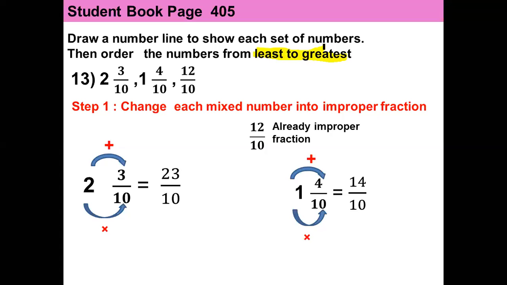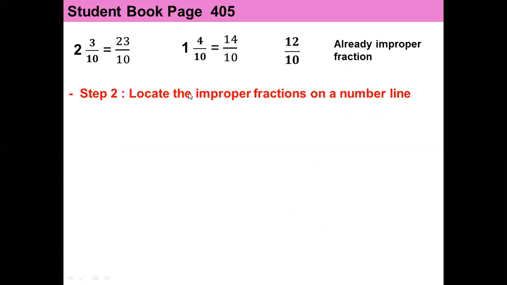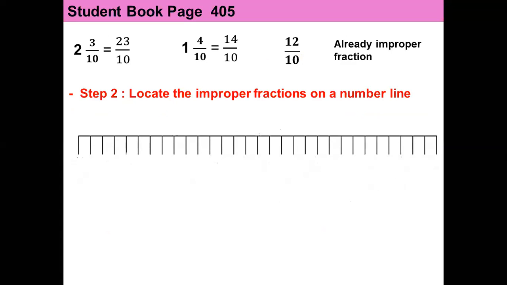Guys, now it's 2 and 3 over 10, 1 and 4 over 10, and 12 over 10. Look at the denominator. What is the denominator? Which is 10, 10, 10. So at all, I will divide the area in between 0 and 1 into how many parts? Into 10 parts.